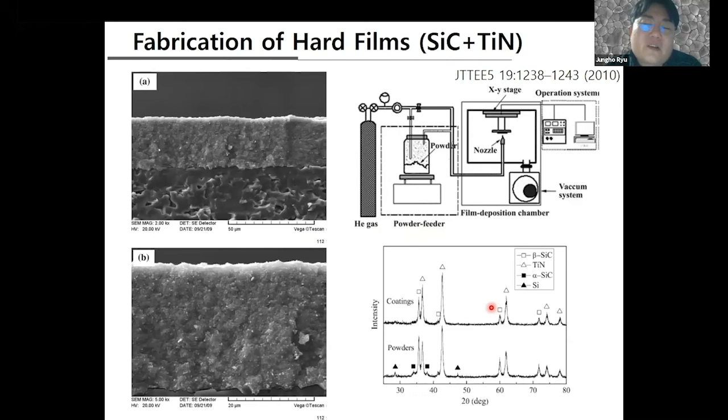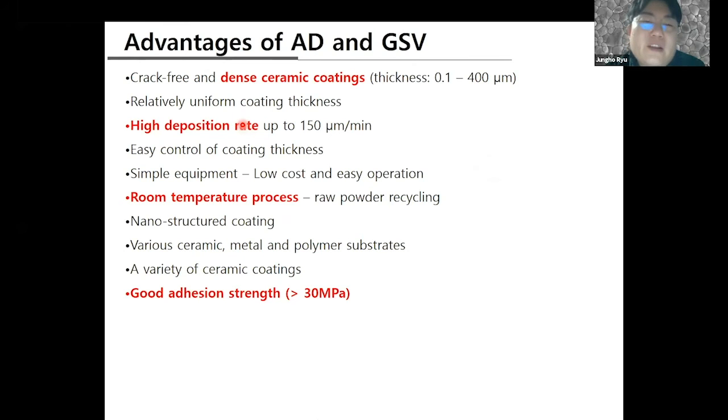And not only functional materials, this aerosol deposition can deposit very hard materials like silicon carbide and titanium nitride. This is not our data. This is from AIST Japan. So they can make beautiful hard materials, more than several tens of microns thick films, by using this one. Probably this one can be used for ultrasonic motors as a friction resistance material. So AD has a lot of advantages. We can make relatively dense films, the deposition rate is very good, all processes are room temperature, adhesion strength is good, and we can obtain nanostructured material.